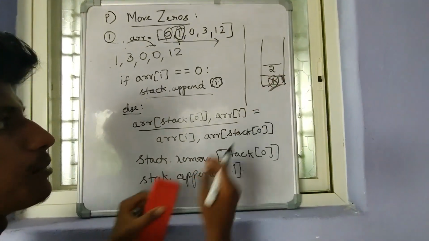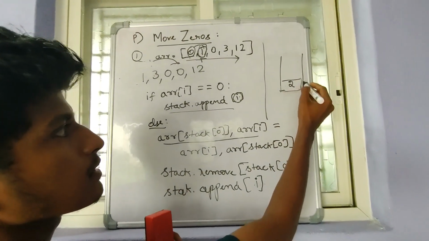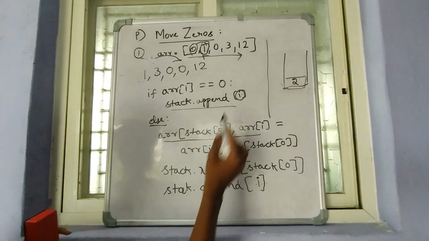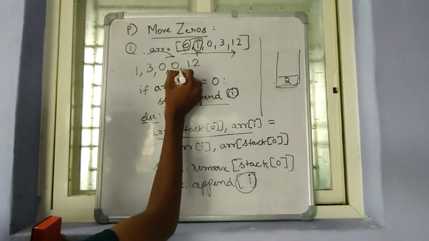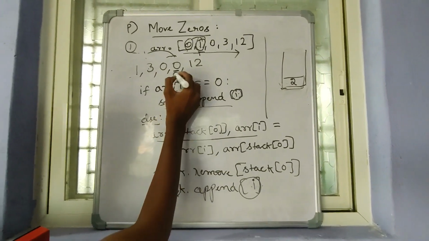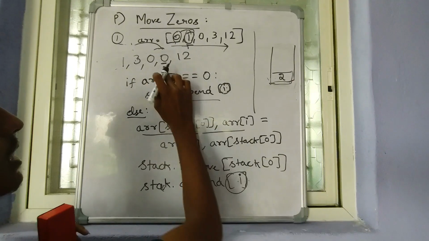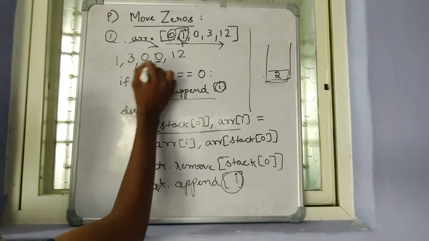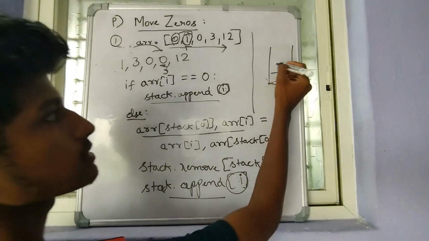Indirectly, I'll have to remove 1 from the stack, and then I'll have to append this index to the stack as well. This index is 2. Yeah, I'll have to add this to the 1 2. This index is 3. I'll have to add index 3 to this.